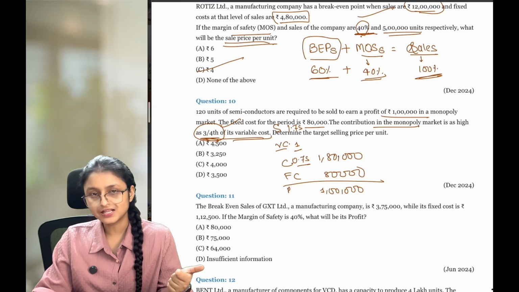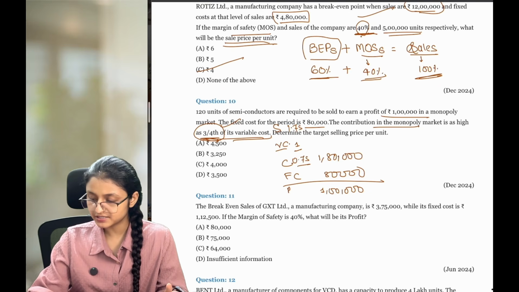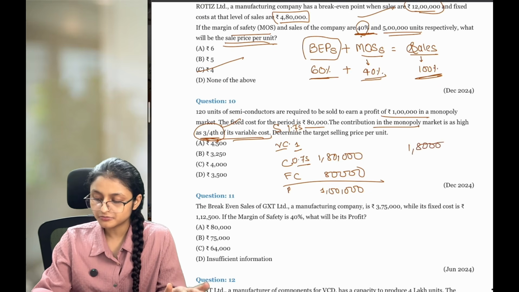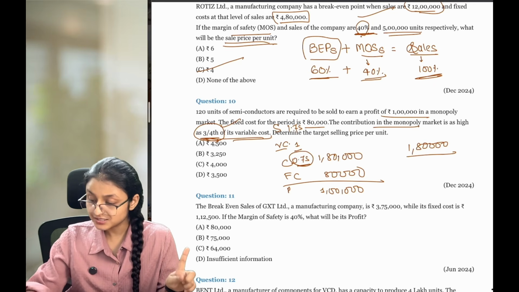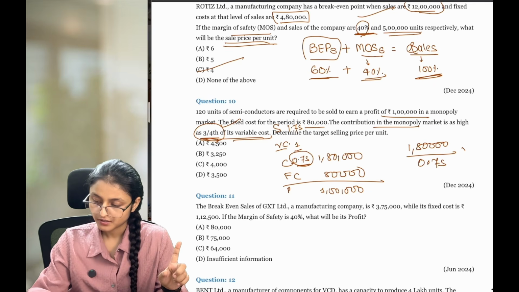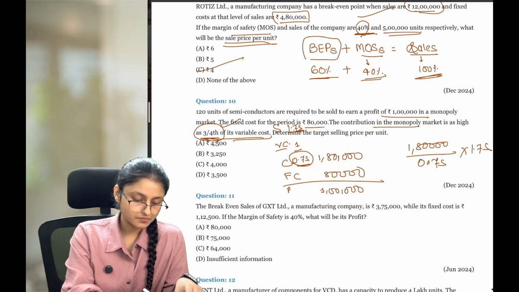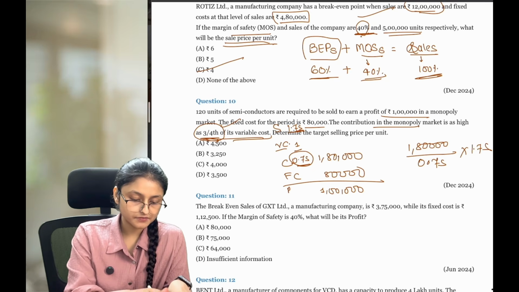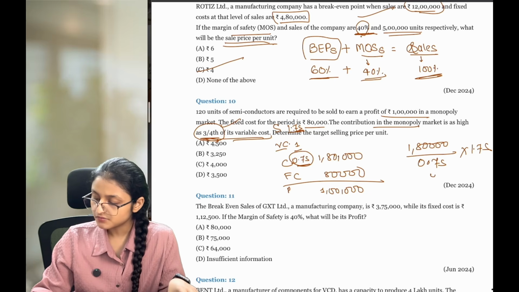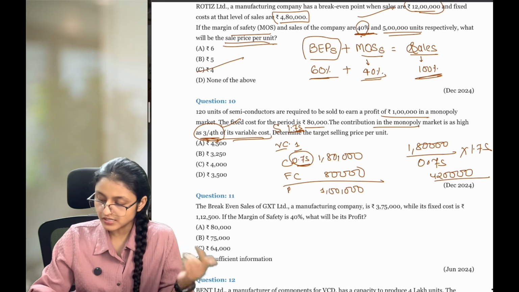Can I calculate sales with the help of contribution already available with us? I already know that the contribution is 1,80,000, which is denoting 0.75 here. And I want to calculate this total, which is 1.75. So 1,80,000 divided by 0.75 into 1.75 is equal to 4,20,000. This is the total sales which you are having.